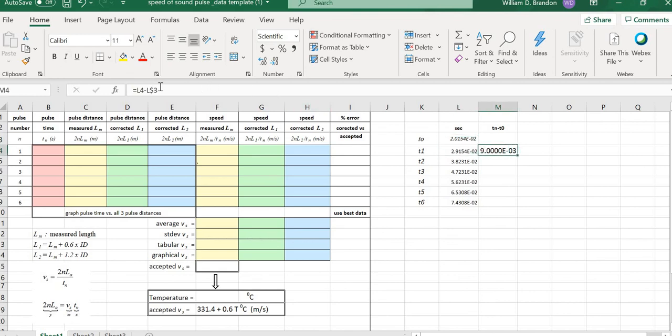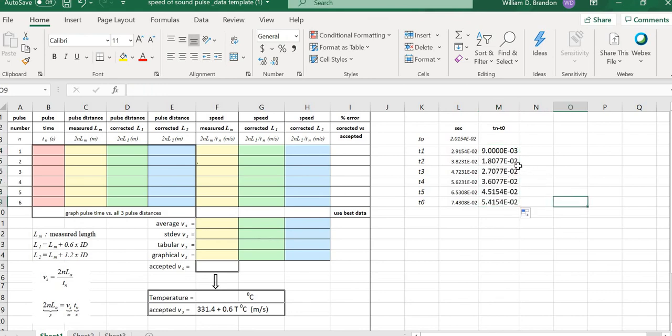See that? Look up here. You can see what we did. That's our equation, and we want to hold this constant. Now watch this. When I go to the corner, it's going to turn into a skinny cross. See that? I'm going to pull it down and get all of them. Now there you go. It updated. Now look. See how they're all about 9 milliseconds? 9, 18, 27, 36, 45.